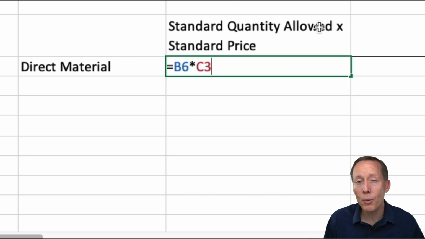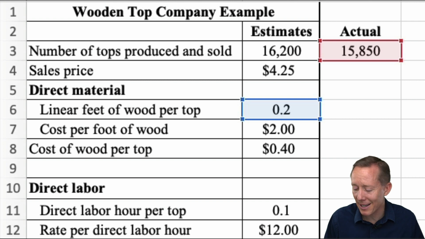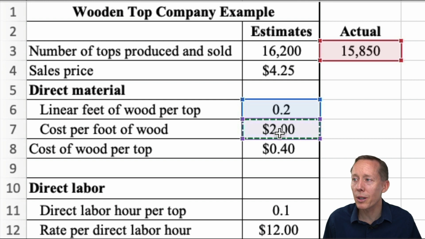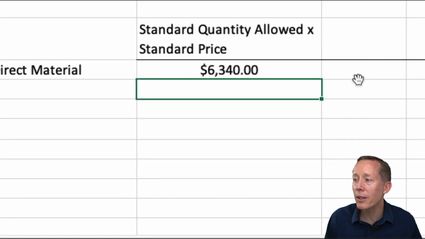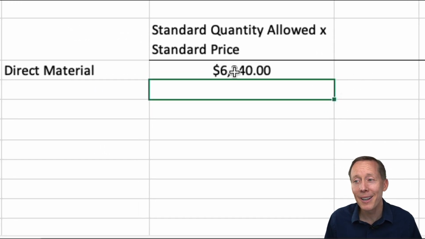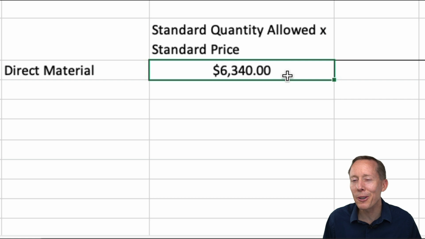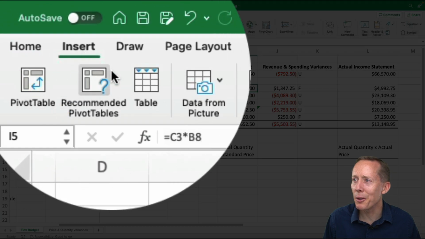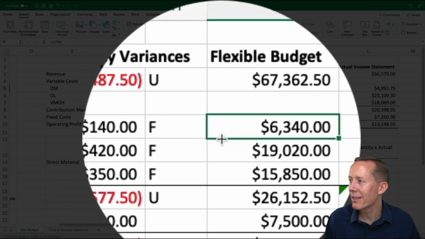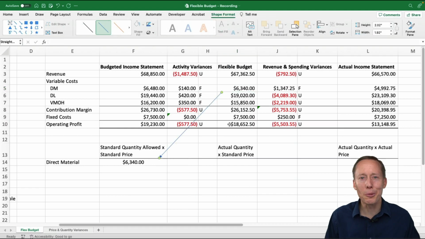Now, we also want to multiply that by the standard price. Now, what do we mean by standard price? The standard price is simply the standard cost for wood. Okay, so we're going to multiply it by that $2 there. So we get a total of $6,340 that we should have spent on the 3,170 linear feet of wood. And that number should look familiar. You probably already saw that, but that's the same number that's on the flexible budget. It's just another way of saying that. I'm going to add an arrow in here to highlight that connection. Okay, so we've got basically that flexible budget number right there.